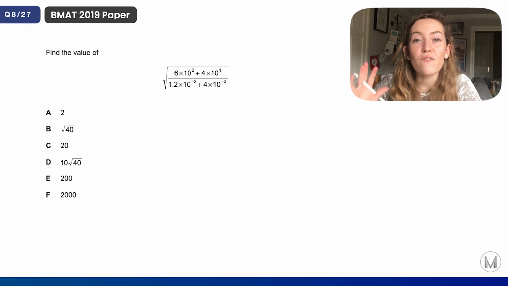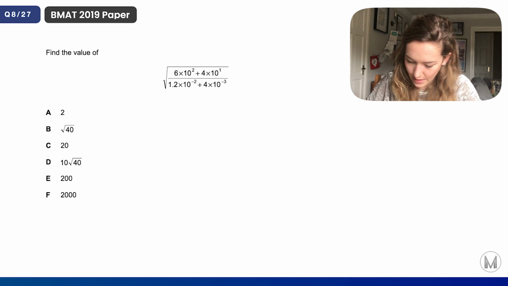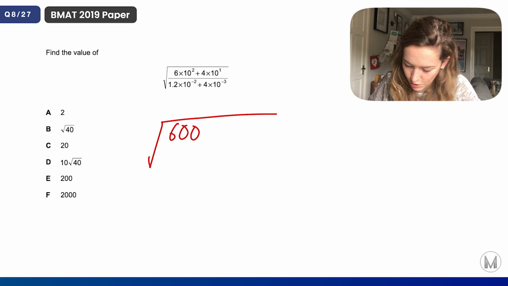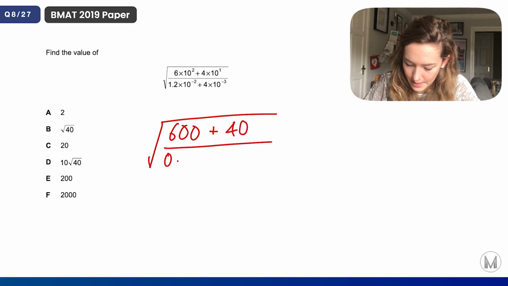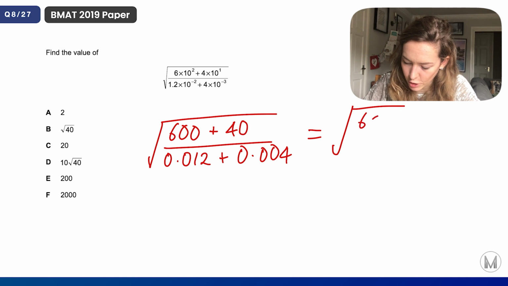Question 8. The first thing to do here is to get rid of the standard form and write out the fraction as it is. So I'll write 6 times 10 to the 2, plus 40, divided by 0.012 plus 0.004. And then I can shorten this further. It's going to be 640 divided by 0.016.